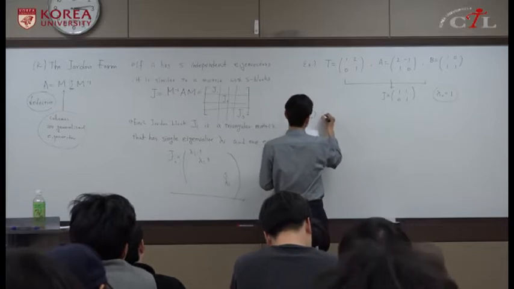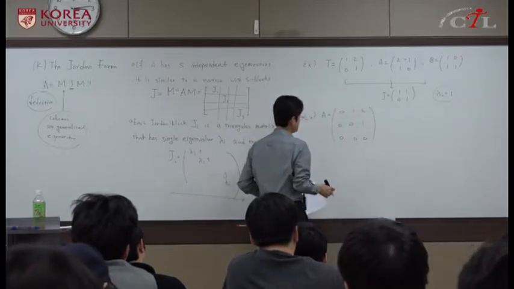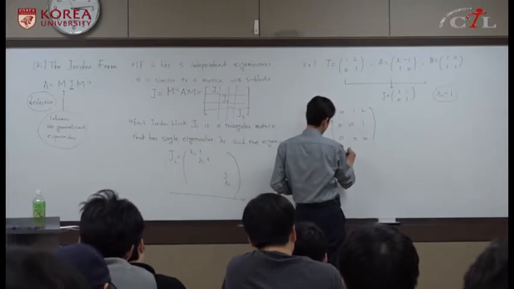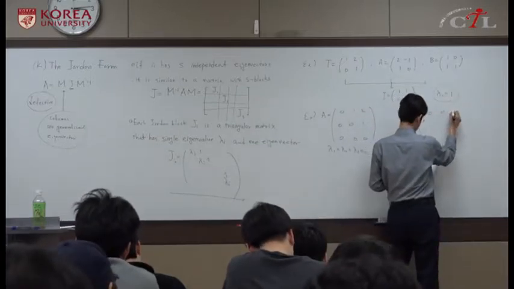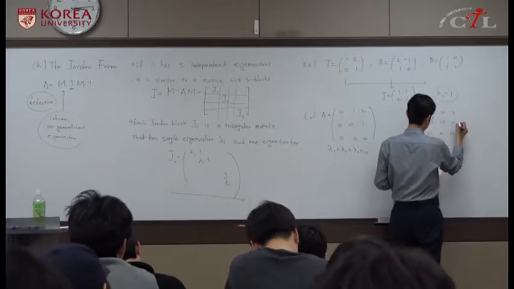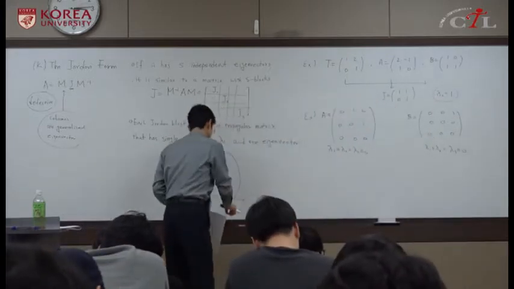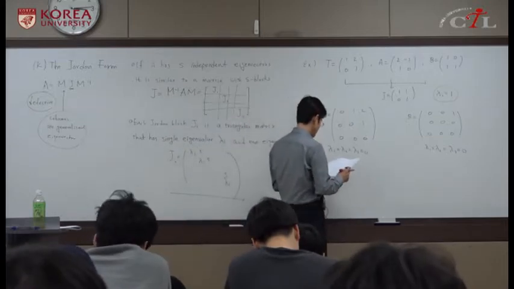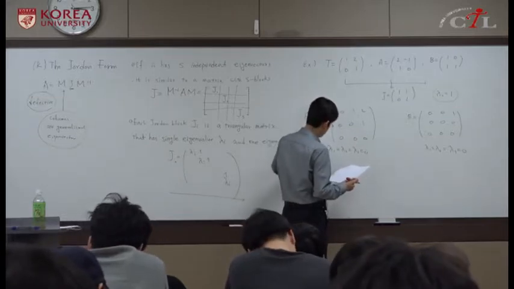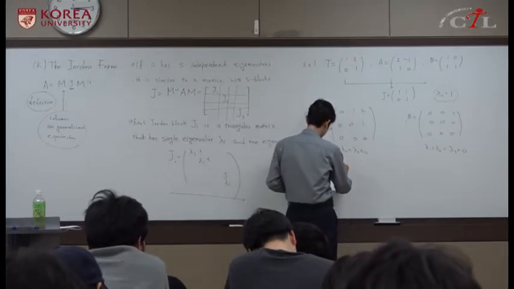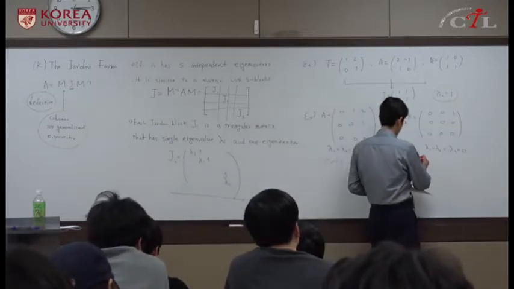Another example is here, the eigenvalues are all 0: 0, 0, 0. They are the eigenvalues. And for matrix B, here again, the eigenvalues are all 0. It's the same, but the difference is the number of eigenvectors. Here there is one eigenvector. Here, there are two eigenvectors.